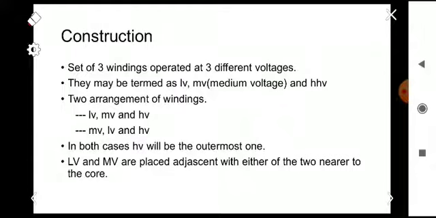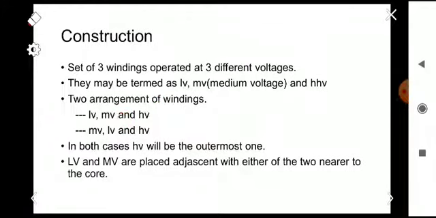When we are talking about the construction of a three winding transformer, we know that three sets of windings are operated at three different voltages: primary, secondary, and tertiary. We can term the voltages as low voltage, medium voltage, and high voltage. Two different arrangements are possible: LV, MV, and HV, or MV, LV, and HV. In both cases, the HV winding, that is the high voltage winding, will be the outermost one.